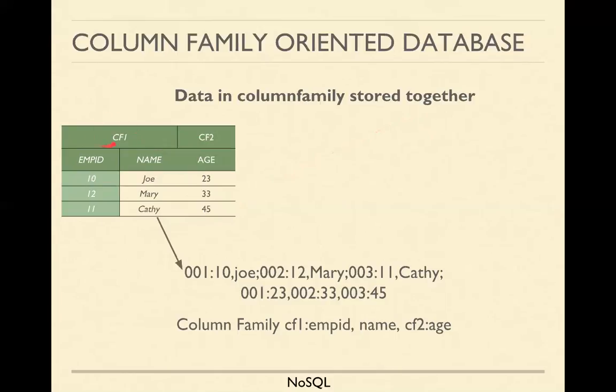Now, column family oriented database means the data in column family 1 will be stored in the row oriented way, as in 10 Joe, 12 Mary, 11 Kathy, and then 23, 33, 45. So each column family is stored in row oriented fashion.